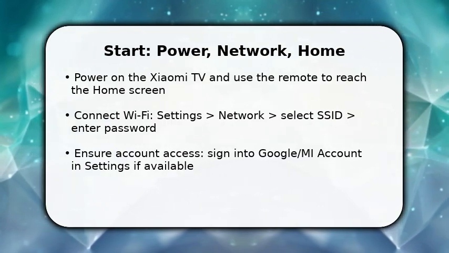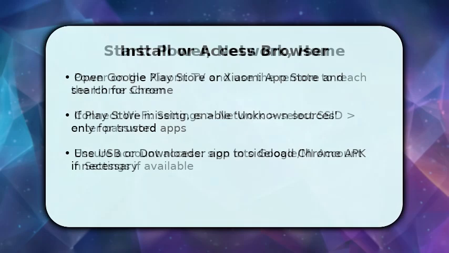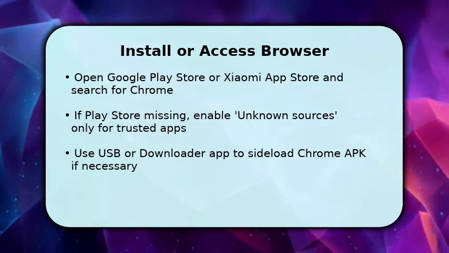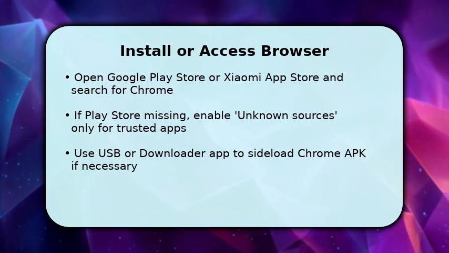Next, install or access a browser so you can open Google.com. Open the Play Store on the TV and search Chrome, install it and grant runtime permissions.